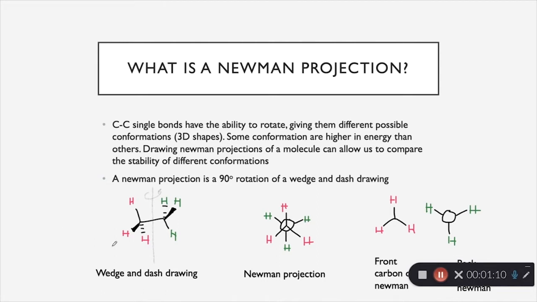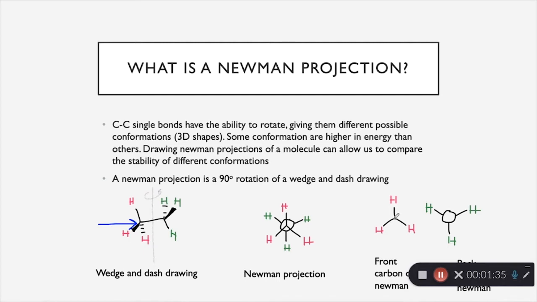First of all, a Newman projection is a 90-degree rotation of a wedge and dash drawing. You can see here that we have a simple wedge and dash, and we are going to be rotating it 90 degrees, so that way we're looking straight on at this front carbon, and then the back carbon is going to be directly behind it. Over here, I have the two different pieces of a Newman projection that are superimposed on top of each other to make the entire Newman projection.